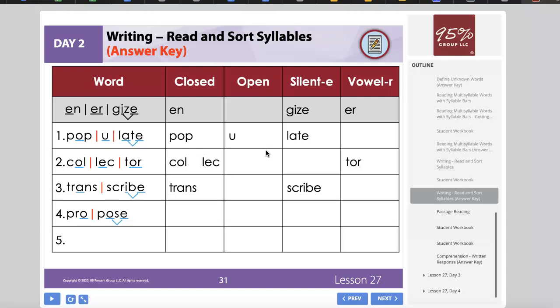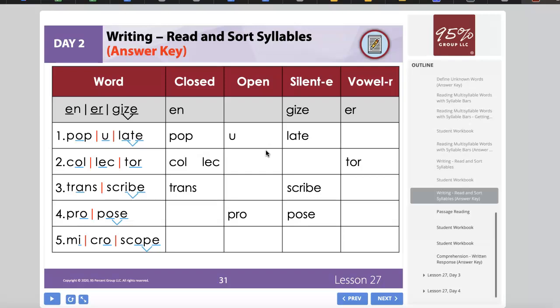All right, number 4. Everyone say propose. Clap it. Propose. All right, that first syllable, pro, we're going to put that in the open category as it ends in that long O, pro, O. Now, the second syllable is pose. Pose. That needs to go where, everyone? Silent E.